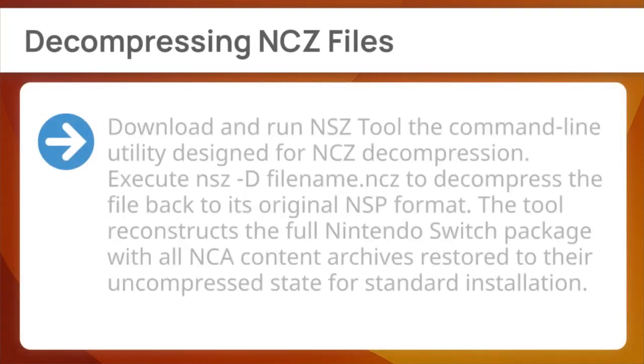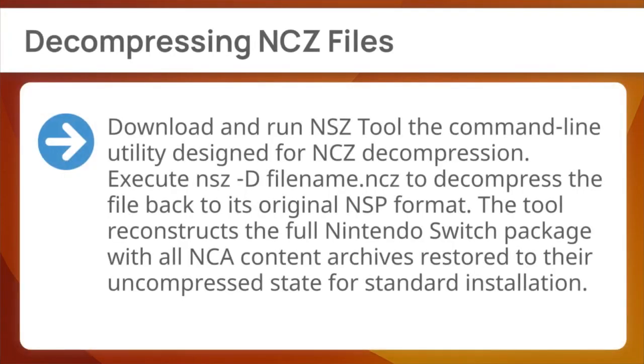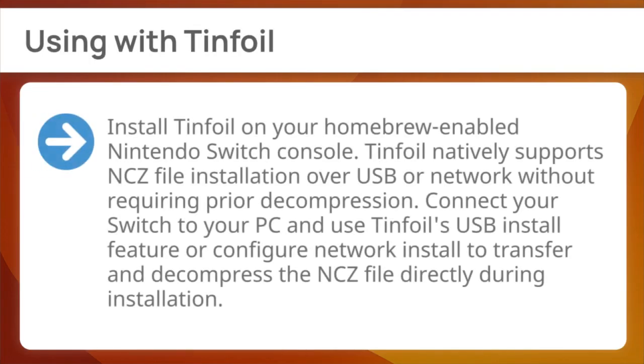First, decompressing NCZ files. Download and run NCZ tool, the command line utility designed for NCZ decompression. Execute NCZ -d file name.ncz to decompress the file back to its original NSP format. The tool reconstructs the full Nintendo Switch package with all NCA content archives restored to their uncompressed state for standard installation.